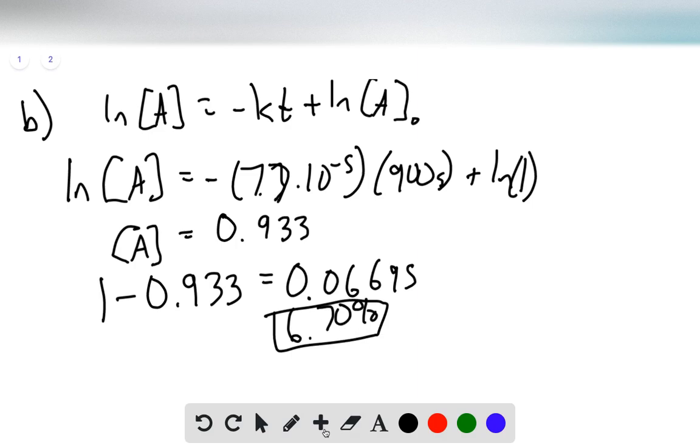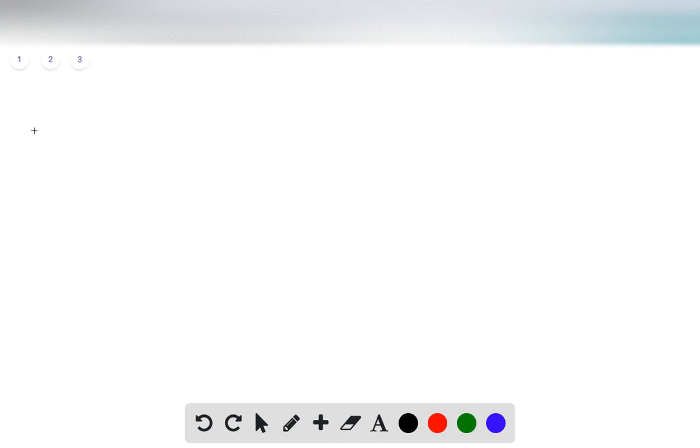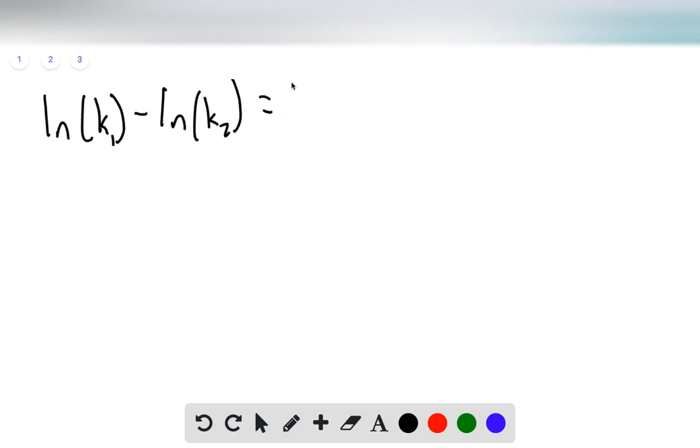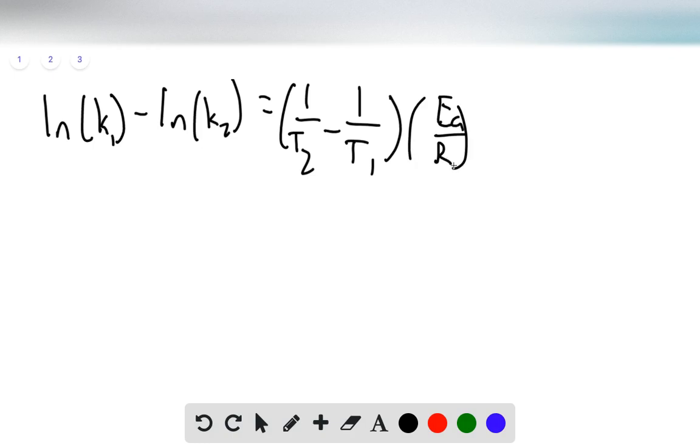Now there's another part of this question, letter B, that gives us a different rate constant and asks us to find the temperature at that rate constant. So we can use the relation ln of k1 minus ln of k2 equals 1 over T2 minus 1 over T1 times Ea over R. And we can plug in these values.